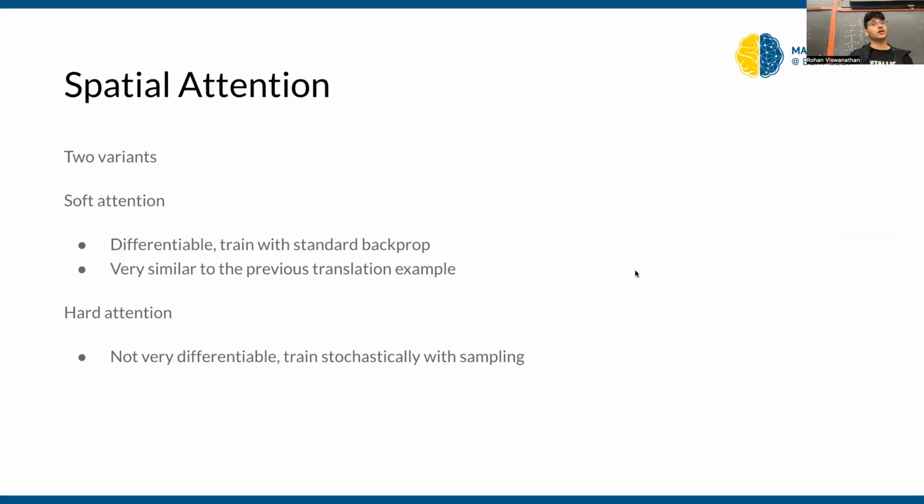So we also talked about soft attention and hard attention, and these also apply to spatial attention. Soft attention is differentiable. You can train with backprop, and because you're using a weighted probabilistic interpretation of this, it's very similar to the translation example that we went over, French to English. Hard attention is trained stochastically with sampling. So this is a random sampling method that you have to use, given that you're trying to figure out the specific features that correspond an input to an output.